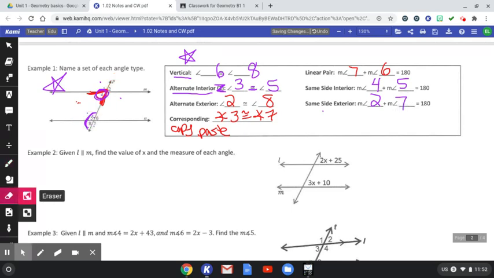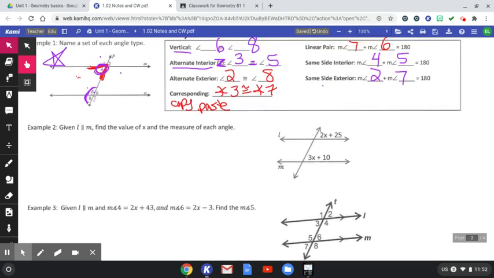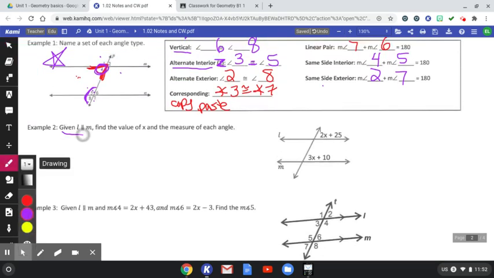Okay. Looking at algebraic examples. So how do we use those words to help us out? Example 2. Here they did give us the fact that those two lines are parallel. So line L and line M are parallel to each other. Find the value of x and the measure of each angle. So this is something a couple of you were skipping over on the very last classwork assignment for the Notes in Classwork 101. Please make sure you're reading after the and.